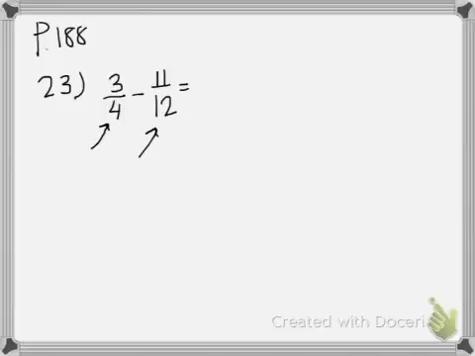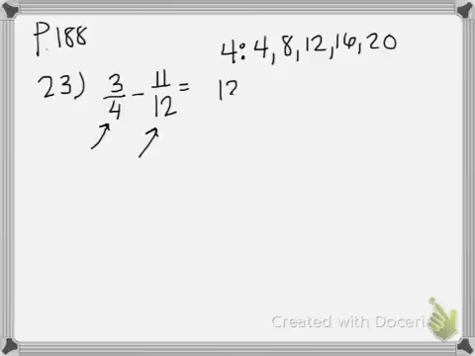So I'll begin by listing out my multiples. My multiples of 4 are 4, 8, 12, 16, 20. And my multiples of 12 are 12, 24. I don't need to go any further because you'll notice our first common multiple is 12. And that didn't really highlight very well, but all right, so our common denominator will be 12.